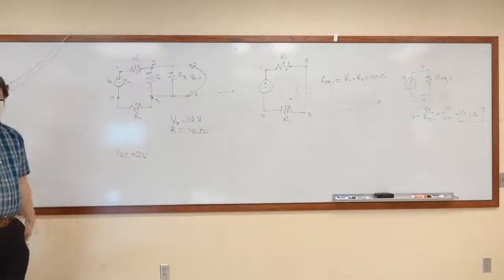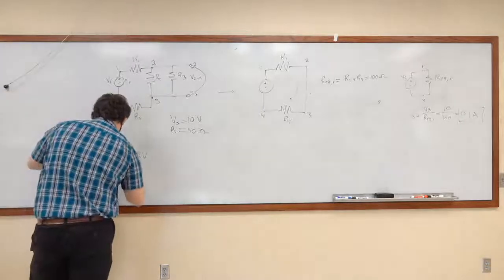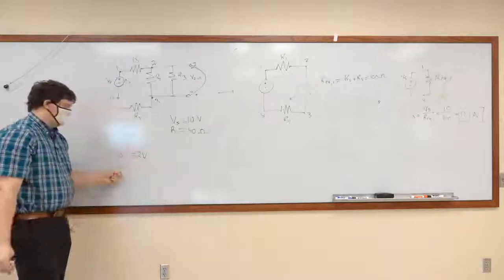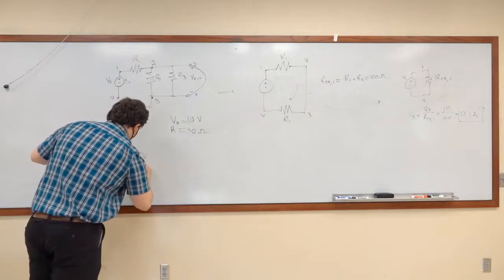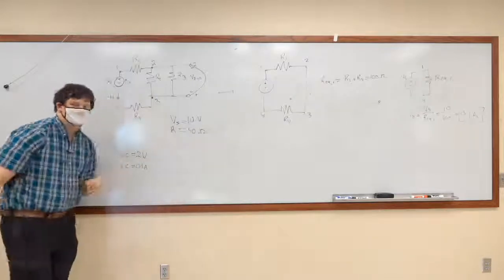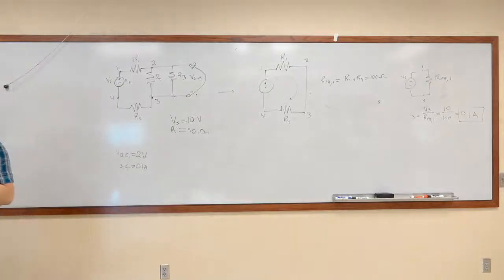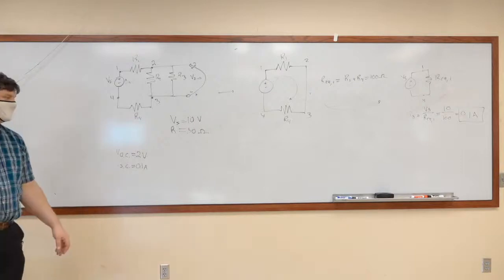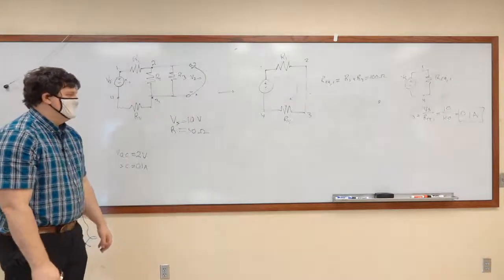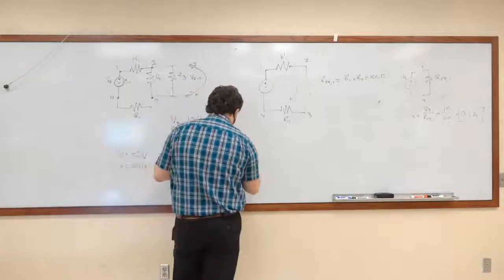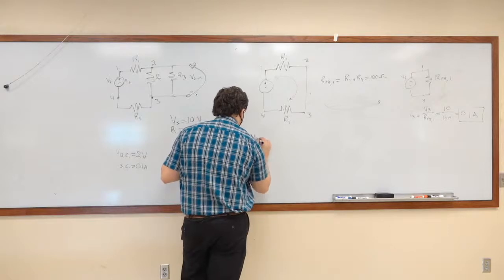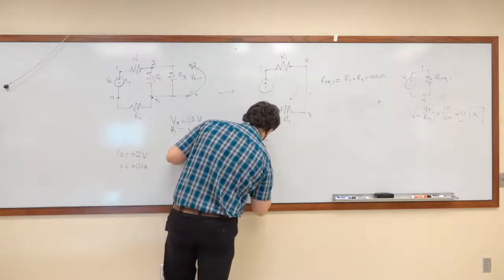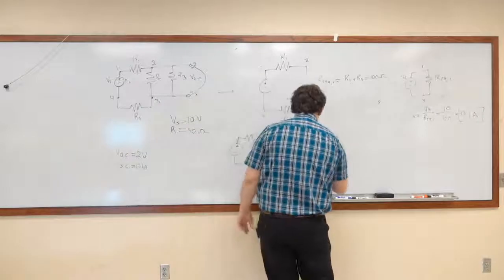So VOC equals 2 volts. ISC, or I short circuit, between A and B is equal to 0.1 amps. We now know everything we need to know to create a Thevenin or a Norton equivalent circuit. Okay? So, I'll draw both of them just for fun. Here's our Thevenin equivalent circuit. Here's our Norton equivalent circuit.